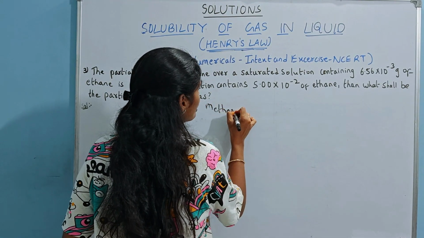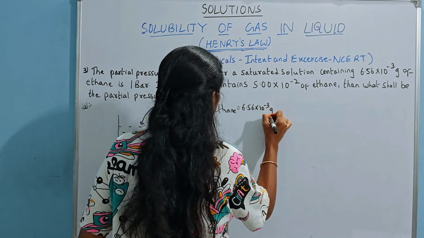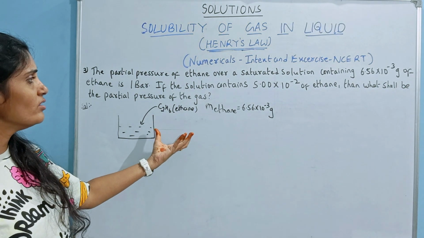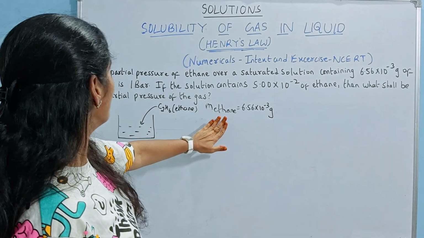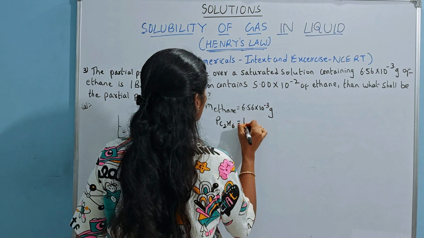Okay, in that solution, what is the mass of ethane? 6.56 × 10^-3 grams of ethane is the mass. Clear? So this is one condition he has given for us. He has also given us the pressure of ethane, which is equal to 1 bar.